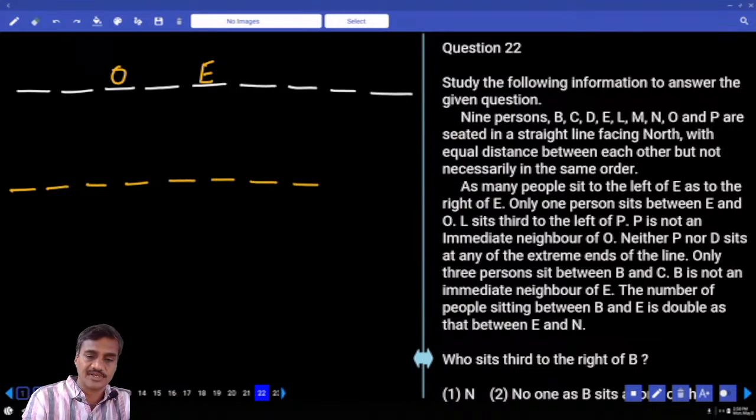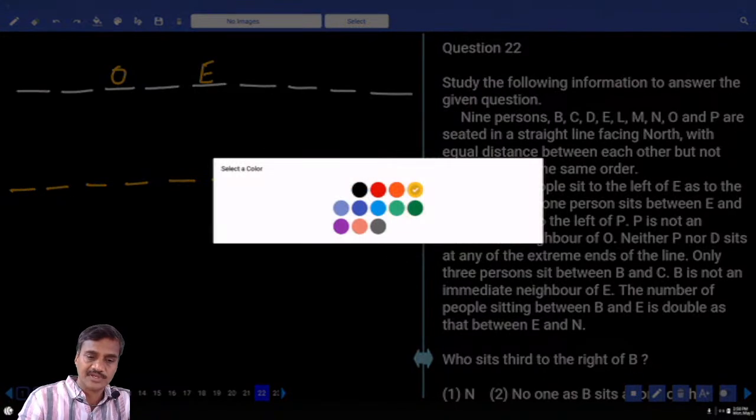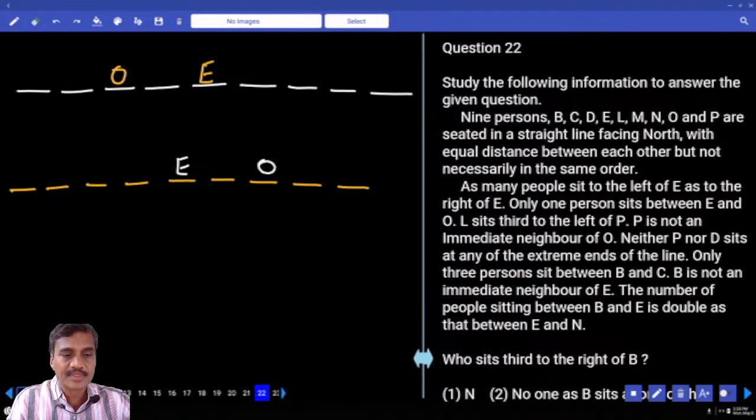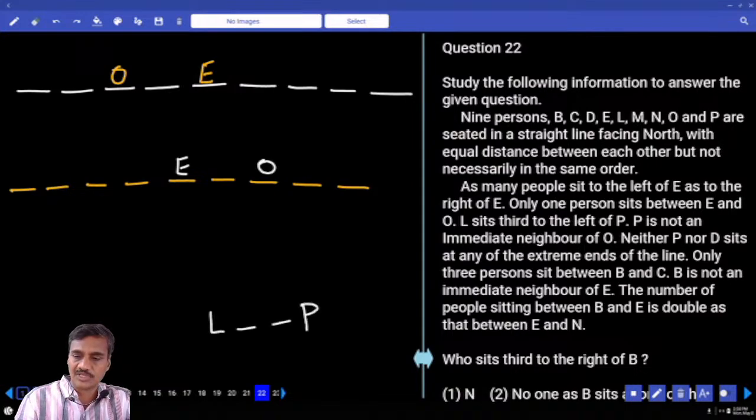6, 7, 8, 9, isn't it? And now where should this E be? E is at the center and there is one person between E and O. And next one, L sits third to the left of P. L is seated third to the left of P. P is not an immediate neighbor of O.